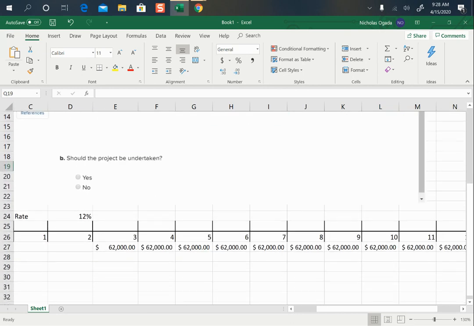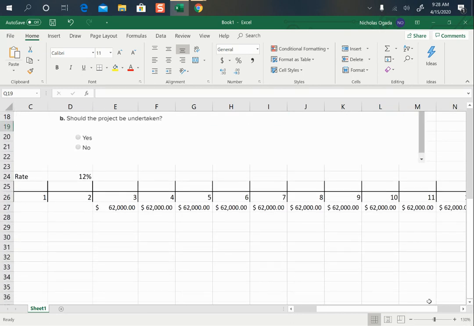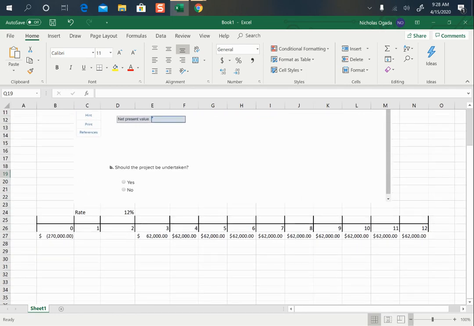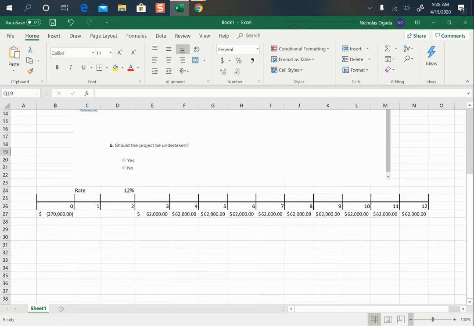So I just want to show you the problem on a timeline. I tend to like to use a timeline because it gives me a bigger picture of what the problem is all about. So on our timeline here, I've indicated the cash flows. Again, remember these cash flows are at the end of the period. The annuity payments we're receiving at the end of year 3, year 4, year 5, year 6, year 7, and that is $62,000.